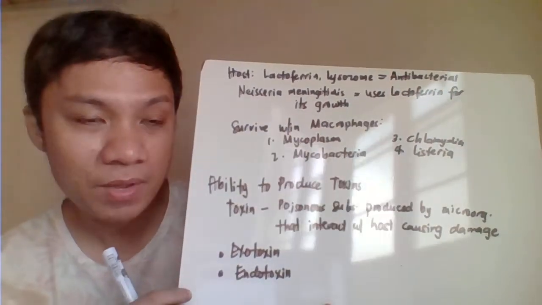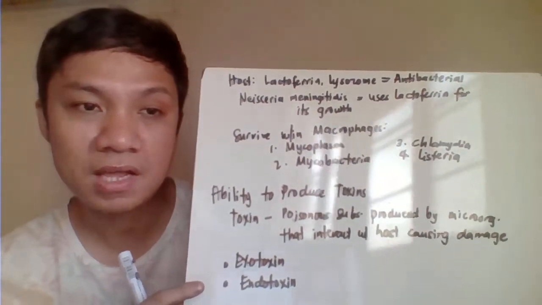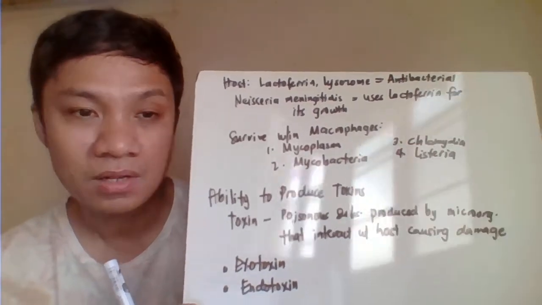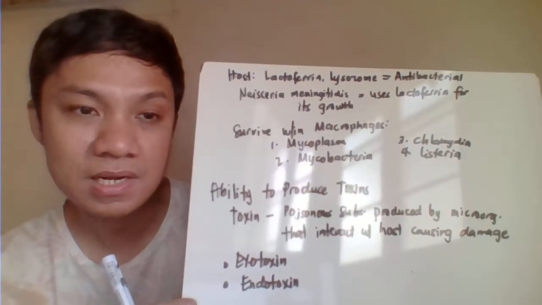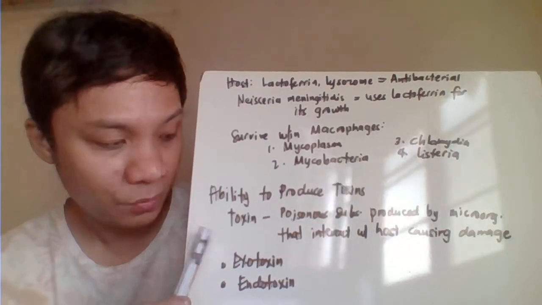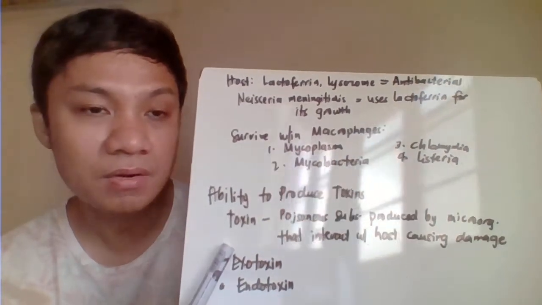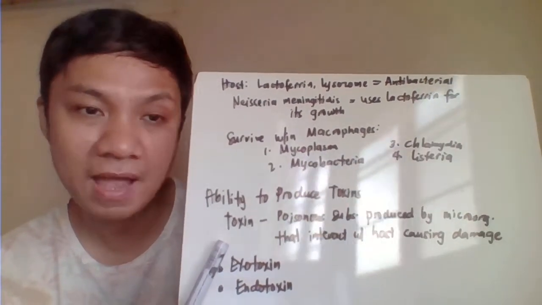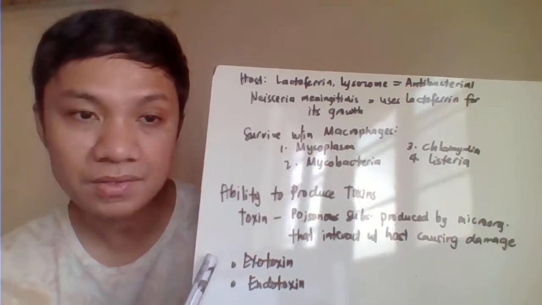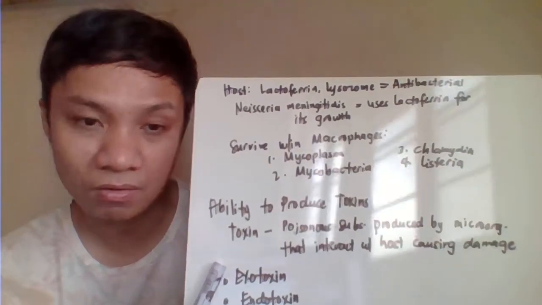Okay, the last one, we have a mechanism that serves as a virulence factor. Some bacteria try to release toxins, which are poisonous substances that interact with your host and cause damage to your host. So, we have your exotoxin and we also have your endotoxin.